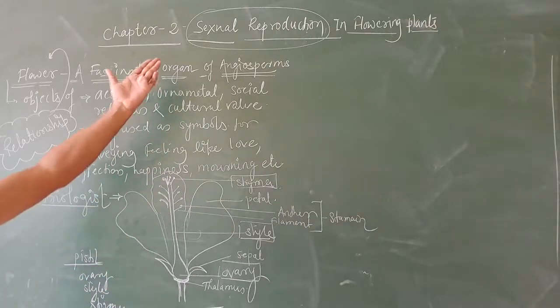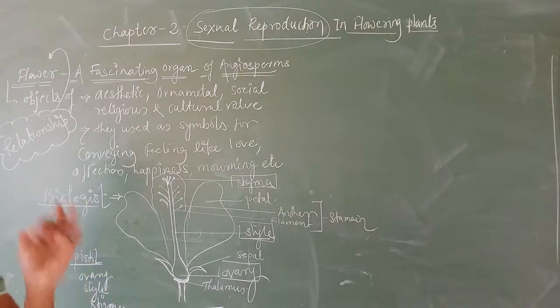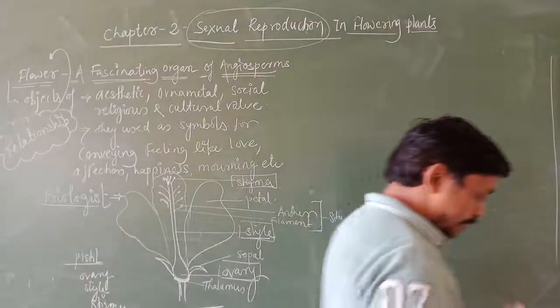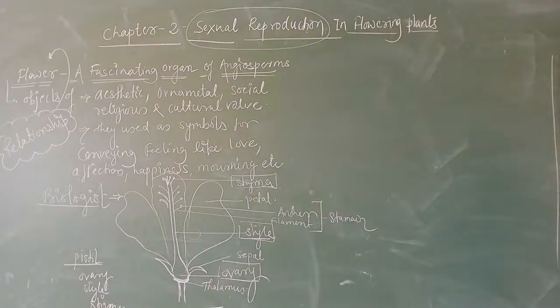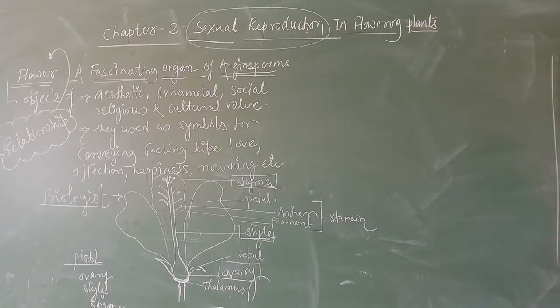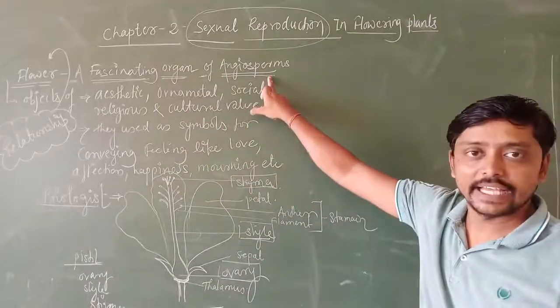In sexual reproduction in flowering plants, we study the pre-fertilization structures and events, then fertilization and post-fertilization. Before that, what else did I tell you about sexual reproduction in flowering plants? The flower plays an important role in sexual reproduction in angiosperms. That's why the flower is a fascinating organ of an angiosperm.